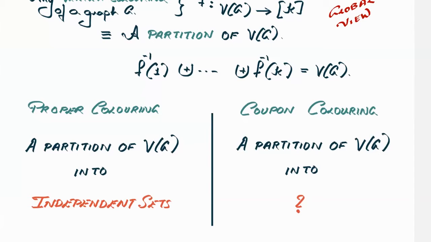In that context, on a similar line, we should ask the question: what do color classes in a coupon coloring represent? So given a coupon coloring of a graph, what does each color class represent? I'll be happy if somebody answers from the audience, but since I really do not know about the format of this talk, I'll maybe wait for a second and continue.